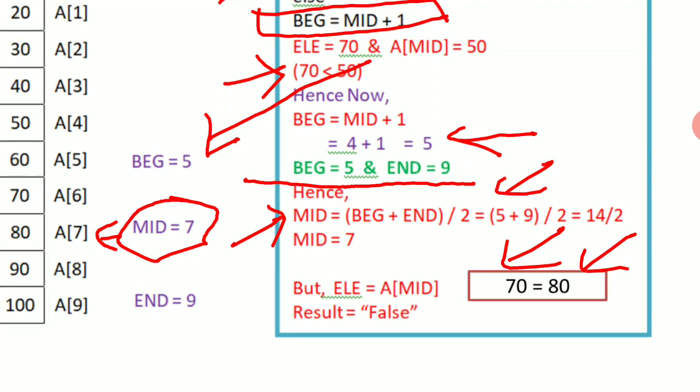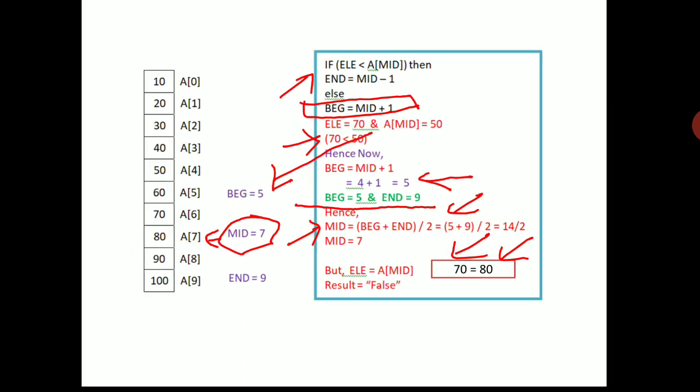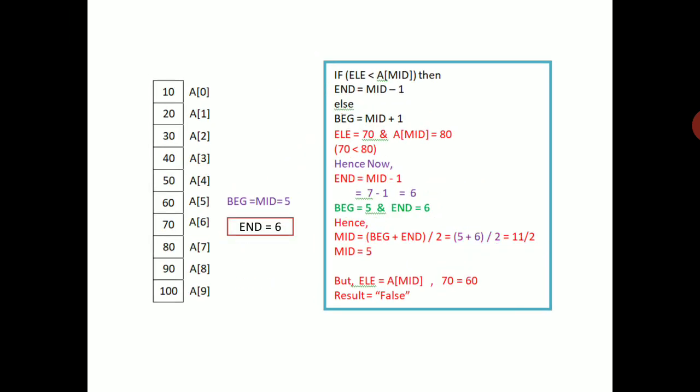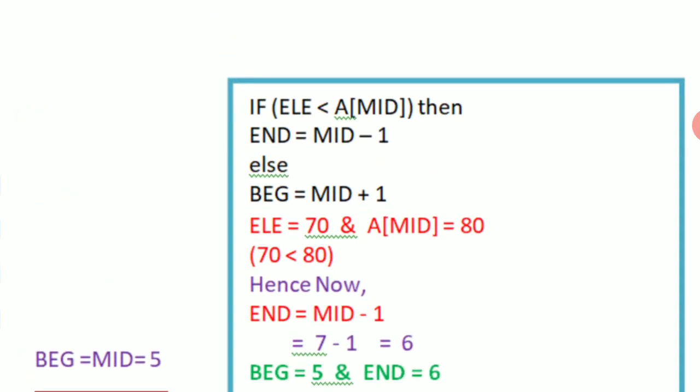Then where does our search element exist now? Again this question arises. Let me go to the next slide. What happens now? In the next slide, we are going to see here. We can concentrate here.